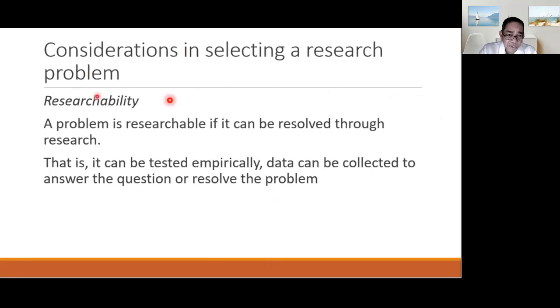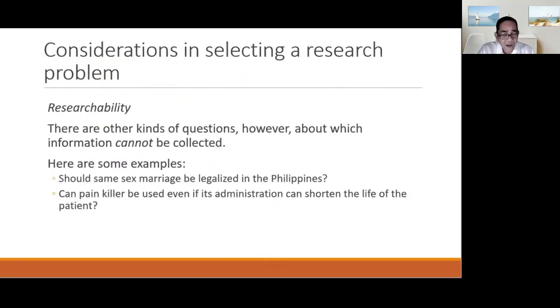Considerations in selecting a research problem. What are the considerations that we make? Researchability. A problem is researchable if it can be resolved through research, meaning it can be tested empirically, data can be collected to answer the question or resolve the problem. So a problem should be researchable because there are other questions about which information we cannot collect.